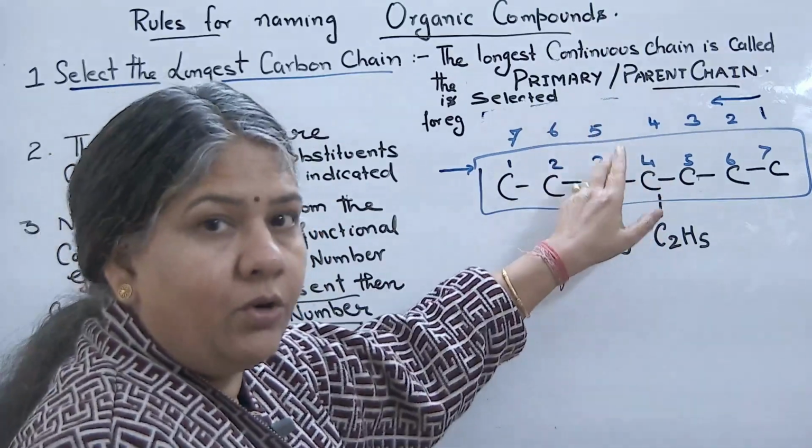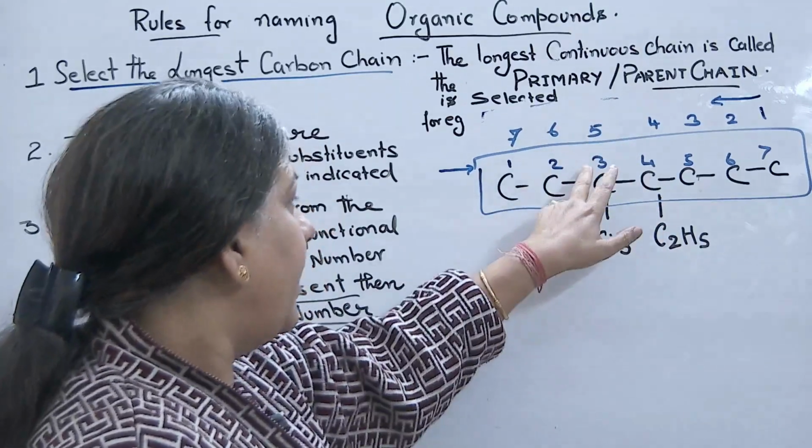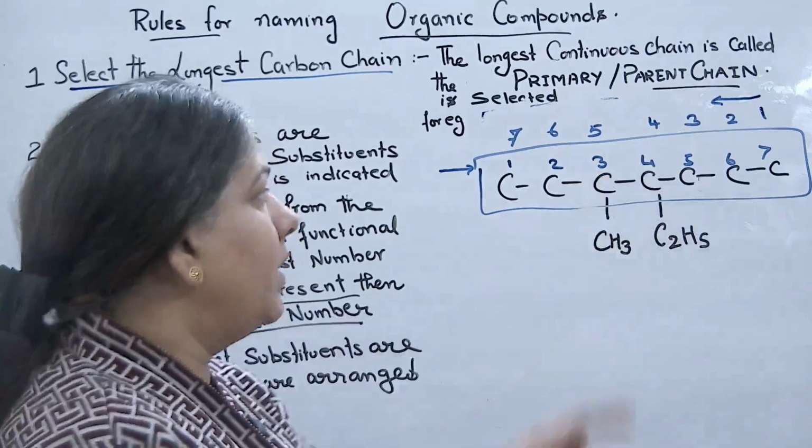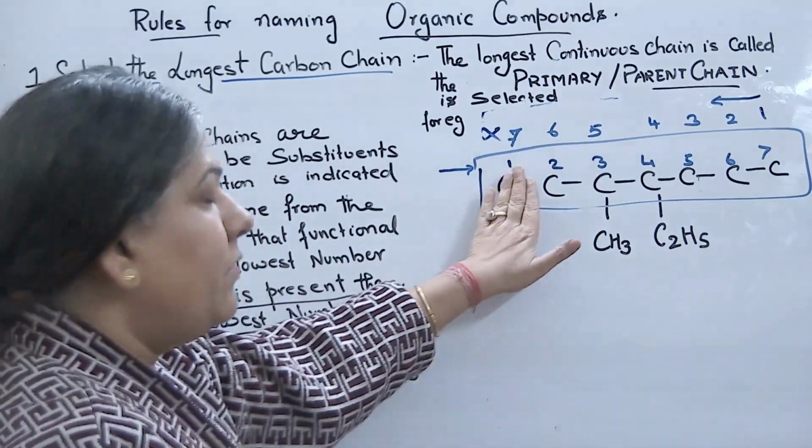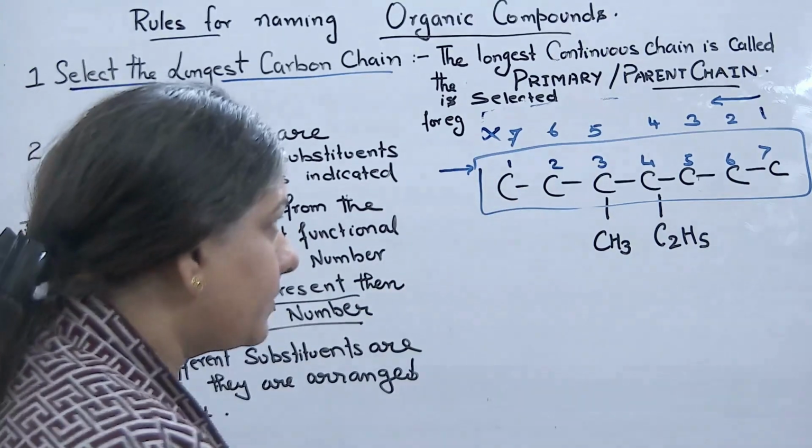So among the two, which one will you select? The one that is giving the lowest number. So this one is wrong. So you start numbering from the left end.